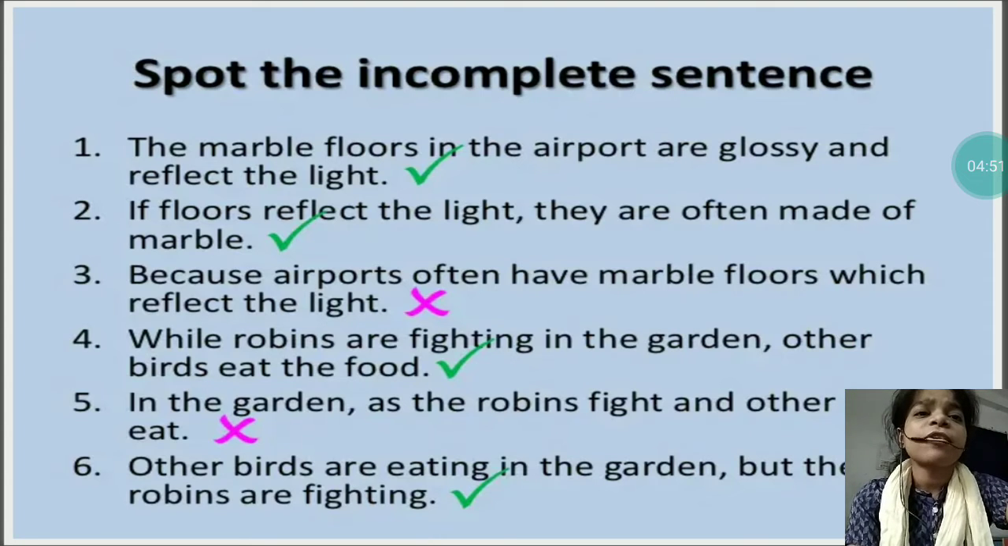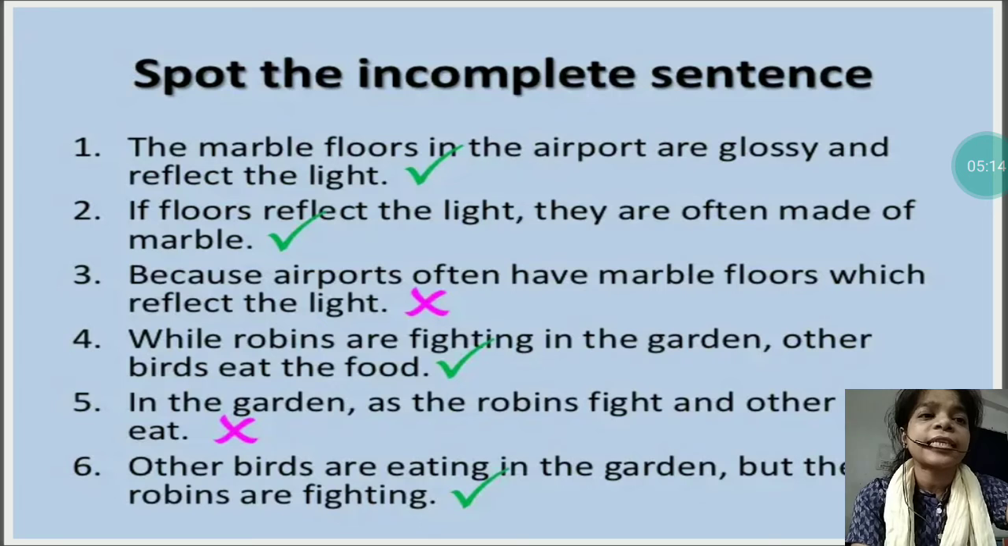Number 4, "While robins are fighting in the garden, other birds eat the food." Again, it is a complete sentence. Next one, "in the garden as the robins fight and other eat." Now here again, see, we need to add something after these words to complete its meaning, and as it is incomplete, it is a subordinate clause.